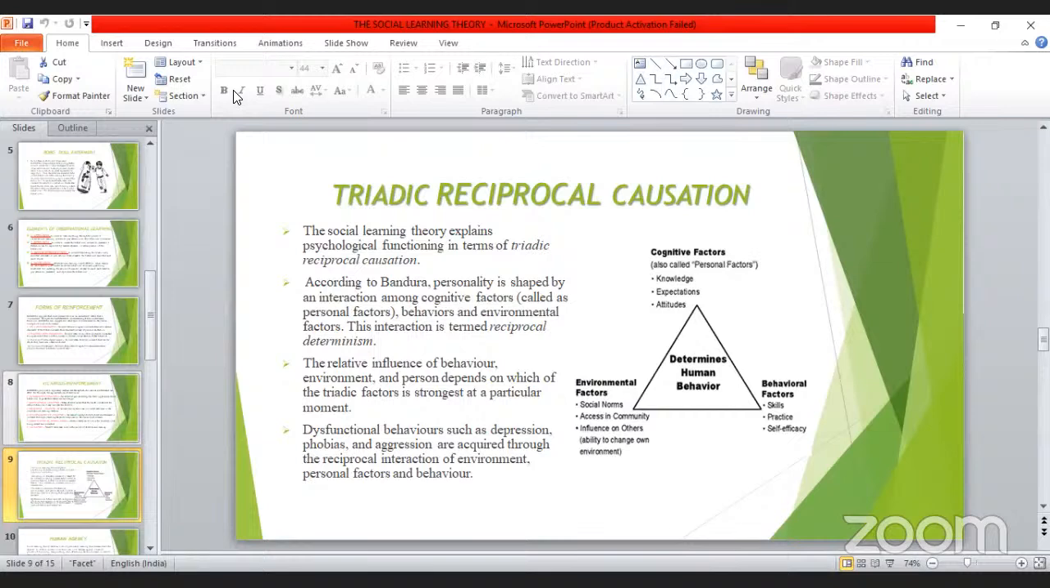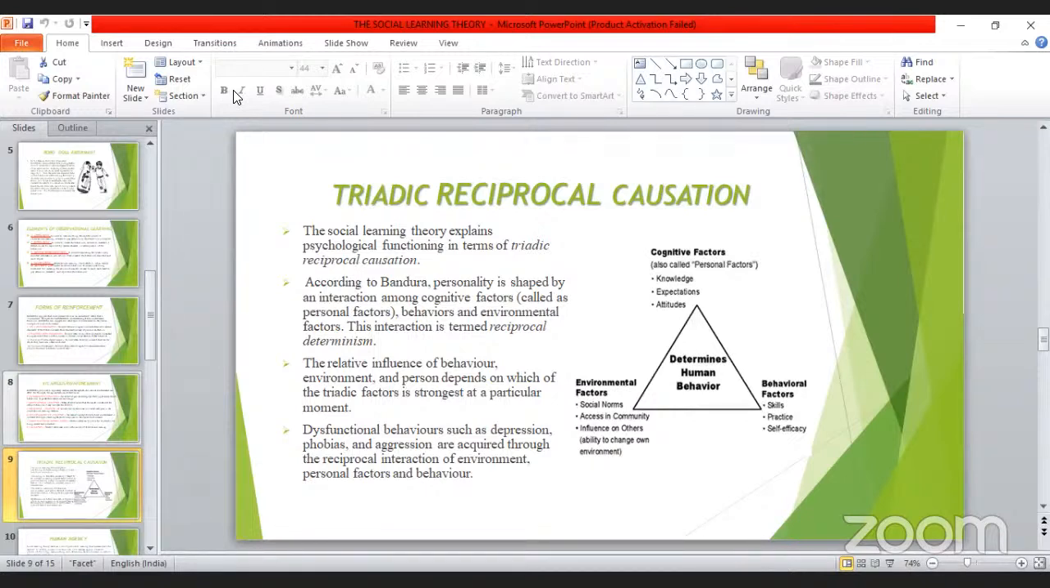Thank you, ma'am. Okay. The next important concept is the triadic reciprocal causation model. That is very important, because social learning theory explains psychological functioning in terms of reciprocal causation. Here, Bandura explained that our personality is shaped by the interaction between three factors. That is the person factor, which is also known as the cognitive factor. Another is the behavior factor. The third is the environmental factor. So the interaction between the three of them is very important in shaping our personality.